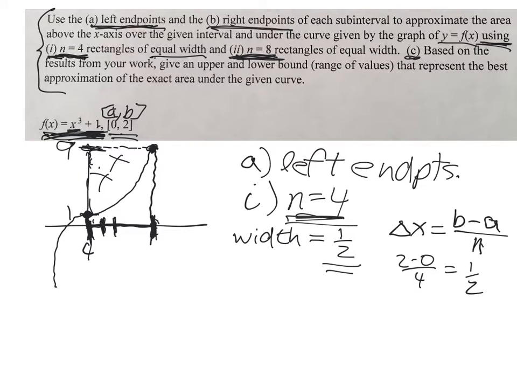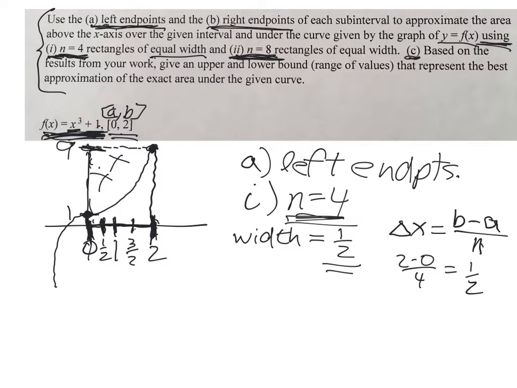Starting at 0, the next x value, the subinterval as we call it, would go from 0 to 1/2. Then the next one would go from 1/2 to 1. Then 1 to 1.5, 3/2, whatever you want to call that. And then from 3/2 out to 2. So we've split up our region into 4 parts, 4 rectangles.